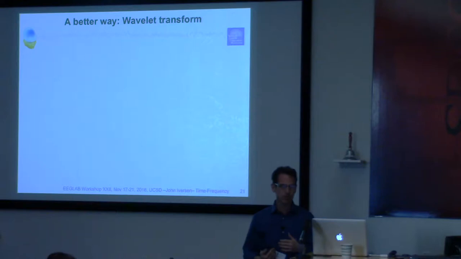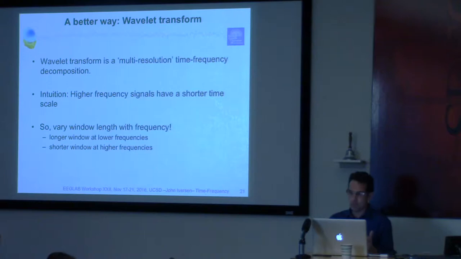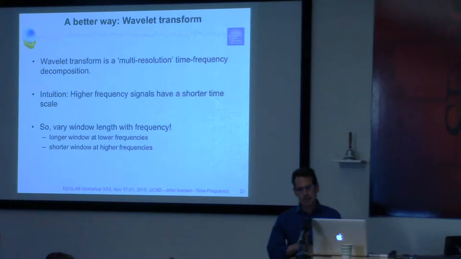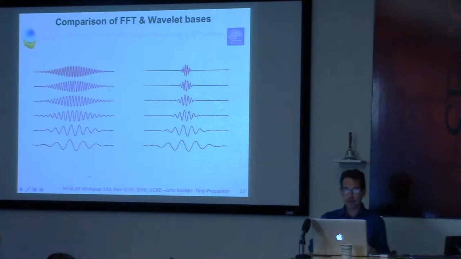And the wavelet transform is designed to follow that intuition. The idea being, why don't we just vary the window size with frequency, so that we have longer windows for low frequencies and shorter windows for higher frequencies. There's a characteristic scale of each frequency, and we're looking at that characteristic scale. So in the extreme case, we can compare our analysis windows like this.